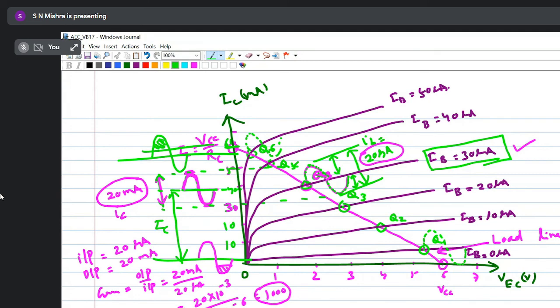So if I ask you, this is signal 1, this is signal 2, this is signal 3, tell me which is faithful amplification and which is unfaithful amplification. Out of 1, 2, 3, the signal is amplified, but which one is faithful amplification, which one is unfaithful amplification?